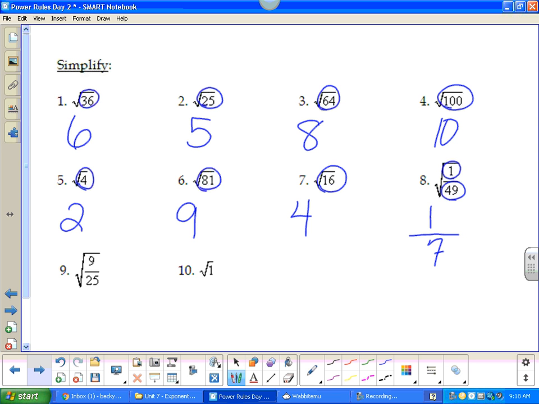Same thing here for number 9. Square root of 9 is 3. Square root of 25 is 5. And don't forget about cute little 1. Square root of 1 is 1. Now that's super easy. So let's crank it up a little bit.